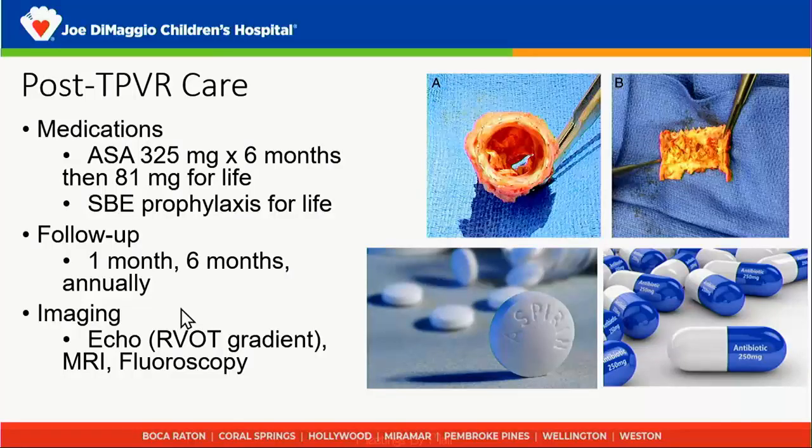And then imaging is very important. You can do echoes, more so as screening to look at valvular regurgitation and pulmonary stenosis. And then you can do further advanced imaging with MRI if you want to get an exact measurement of your RV, get another indexed RV volume. And if they need to go back to the cath lab, you can evaluate the valves via fluoroscopy as well.